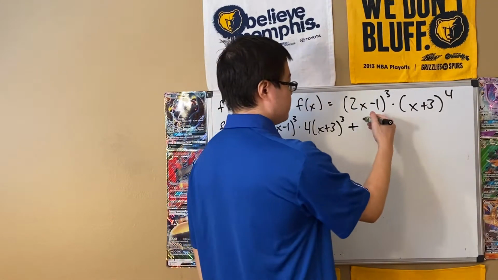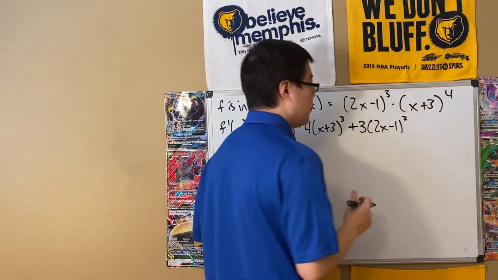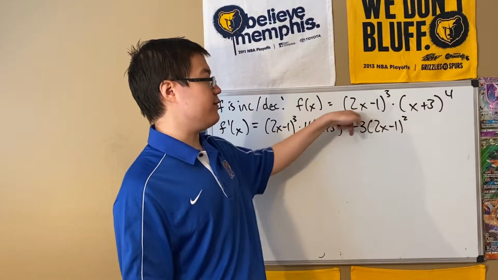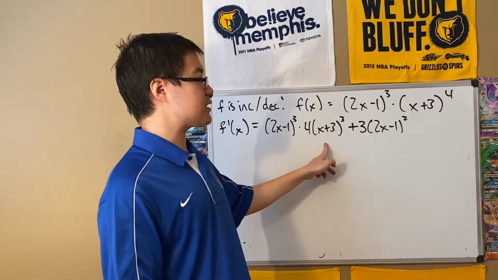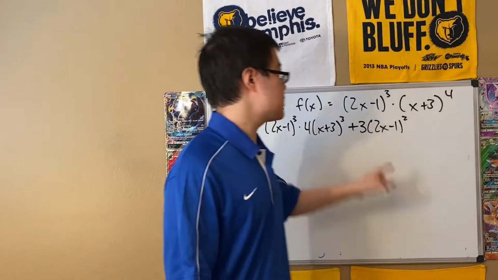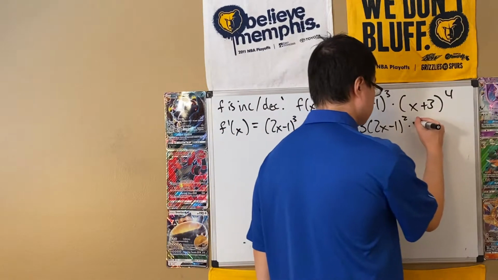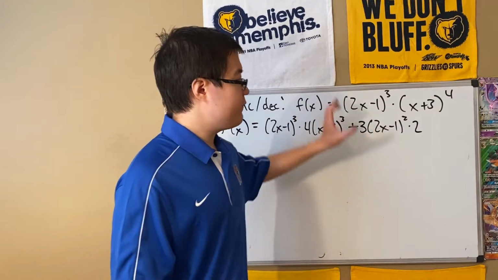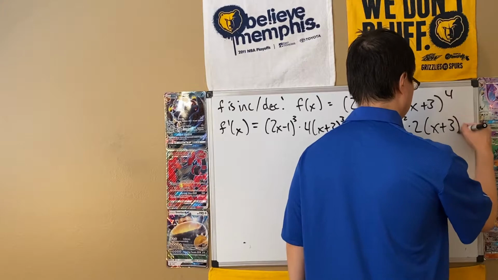The derivative of this one, still the power rule, is 3 times 2x minus 1 squared. But keep in mind that we do need to do the chain rule because the derivative of the inside function here is not just 1 like the previous one, where the derivative of x plus 3 is 1. In this case, the derivative of 2x minus 1 is 2. So we do need to have this times 2. Don't forget this little guy. He's a little bit lonely, but we need to remember him. Finally, we're going to keep the same x plus 3 to the 4.